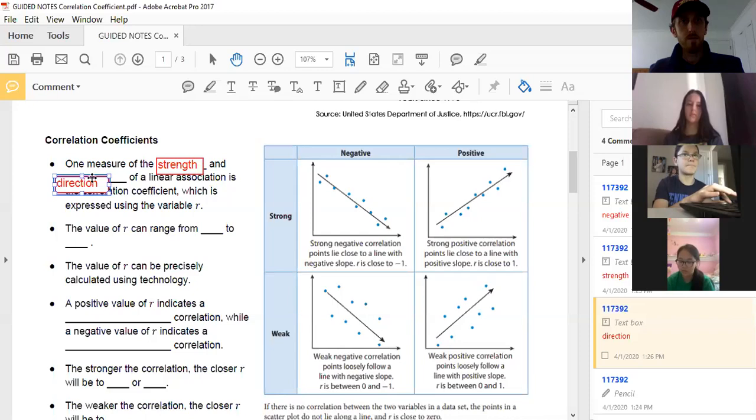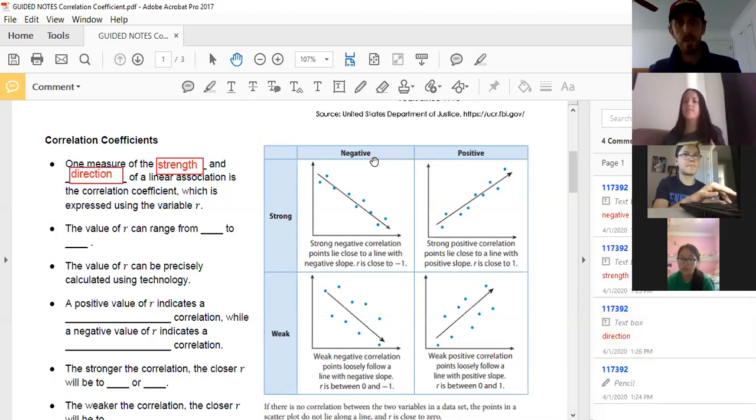So here's some examples here, right? Like here I have a strong correlation because I can see that the dots are all really close to my line of regression here. Everybody see that? Yeah. And since the line is going downward, that makes it negative. Okay, so it's a strong negative correlation. I got the strength there and I got the direction that the line is moving.